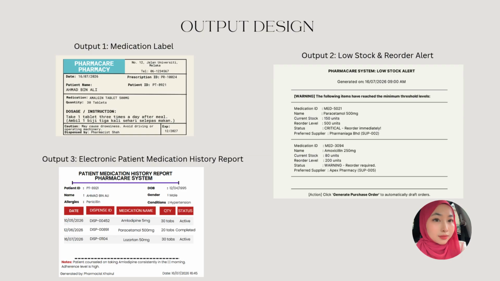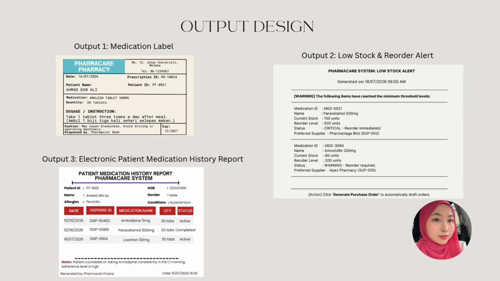The second output is the low stock and reorder alert. This is a screen output for internal use by pharmacy staff. The system will automatically display a color-coded warning when the quantity of medication is below the minimum level. This output greatly helps the pharmacy make decisions about purchasing new stock from the preferred supplier with just one click on the generate purchase order button.